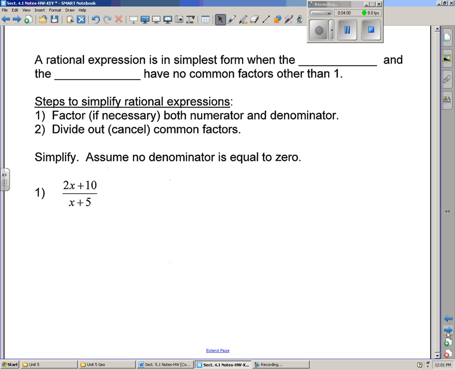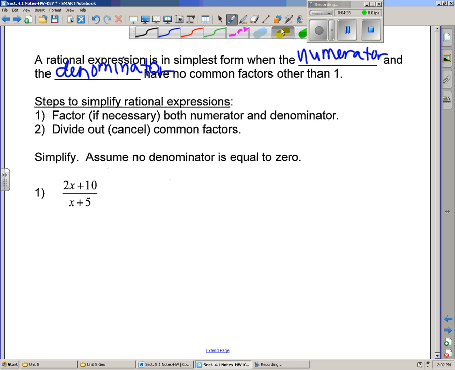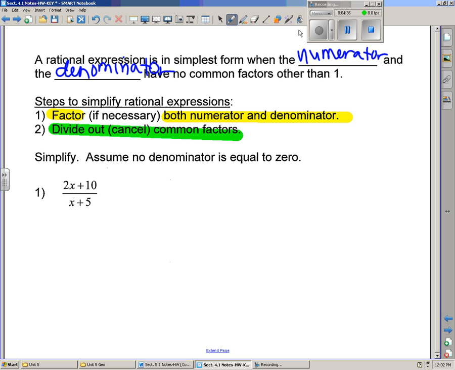So a rational expression, and we're going to start simplifying stuff. A rational expression is in simplest form when the numerator and the denominator have no common factors other than a 1. So what we're going to start doing now is simplifying these rational expressions. And in order to do that, you're going to have to factor, if need be, so factor both top and bottom. Once you're factored completely, not until then can you start dividing or canceling out common factors.